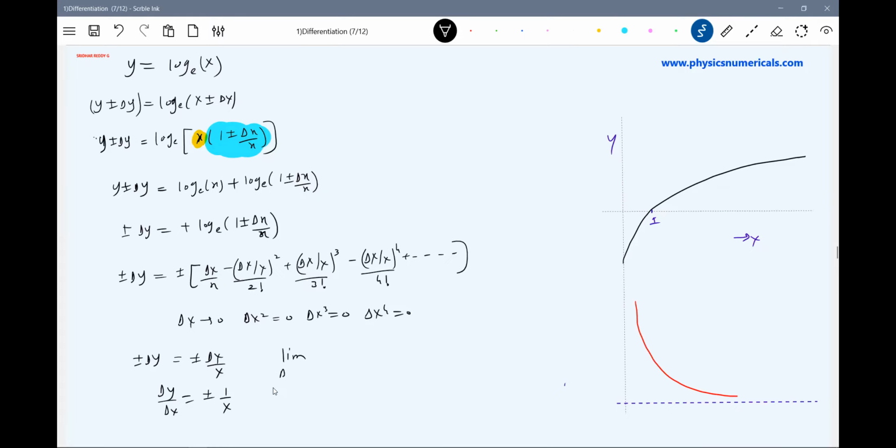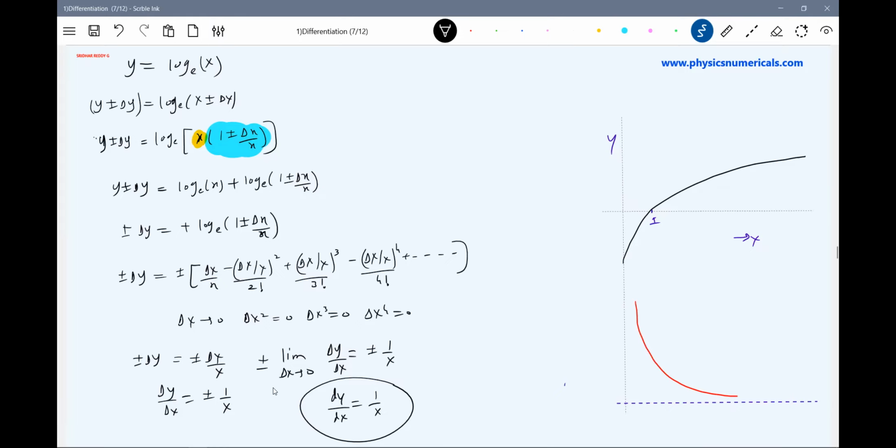limit delta x tends to 0, delta y by delta x should be equal to plus or minus 1 by x. So this will become dy by dx. So the derivative of log x will be 1 by x.